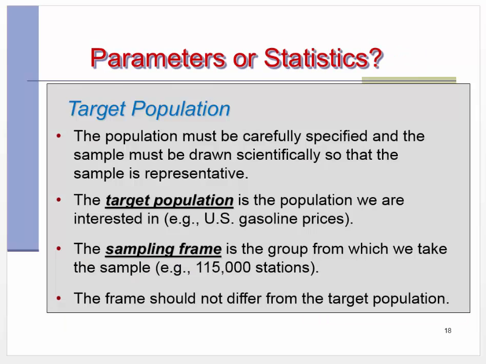In survey research, we need to get a sample that is representative, so we need to select our target population. The target population is a population we are interested in, for example, the U.S. gasoline prices. The sampling frame, on the other hand, is a group from which we take the sample. For example, 115,000 gas stations. The sampling frame should not differ from the target population.